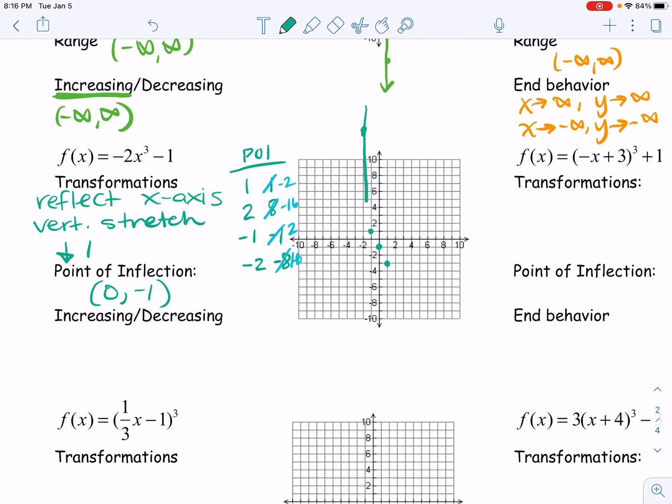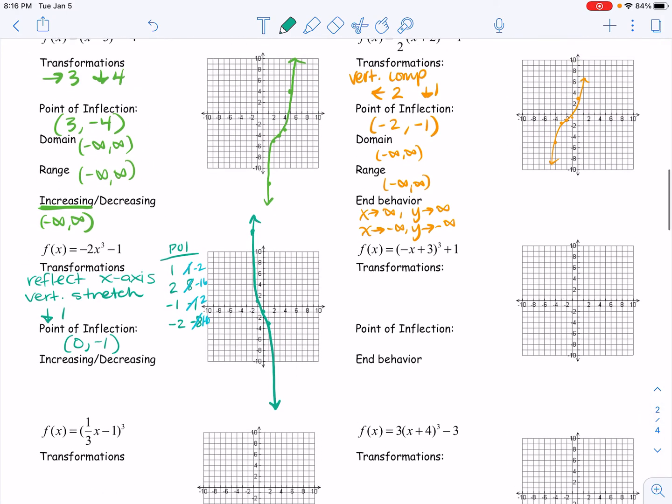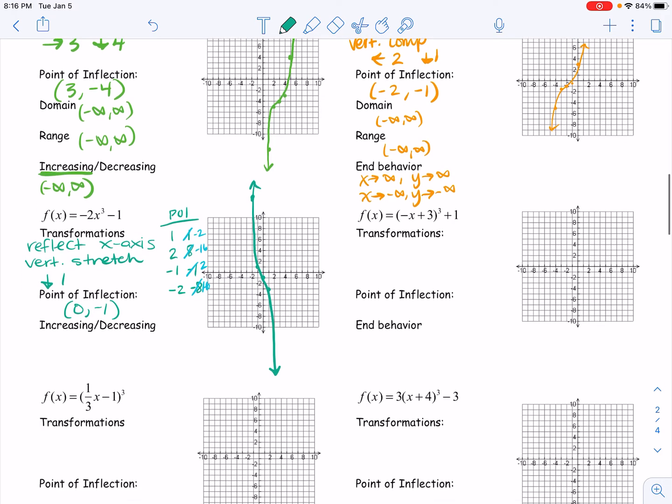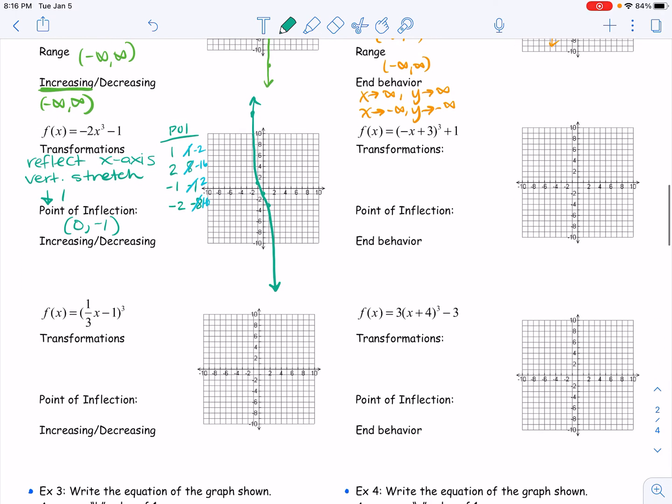And so you really now see that vertical stretch take place, and you also see that reflection over the x-axis. So instead of going up and to the right, now it's going down and to the right, which makes sense because it's been reflected. And so that answers our question: is this graph increasing or decreasing? Well, because it's been reflected, it's now going down from left to right. So it is decreasing the whole time.